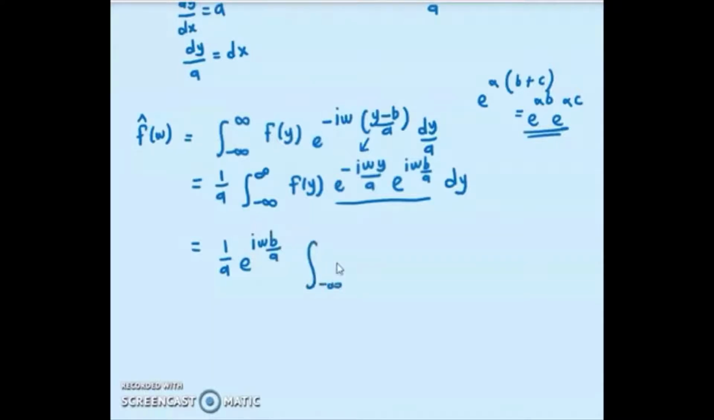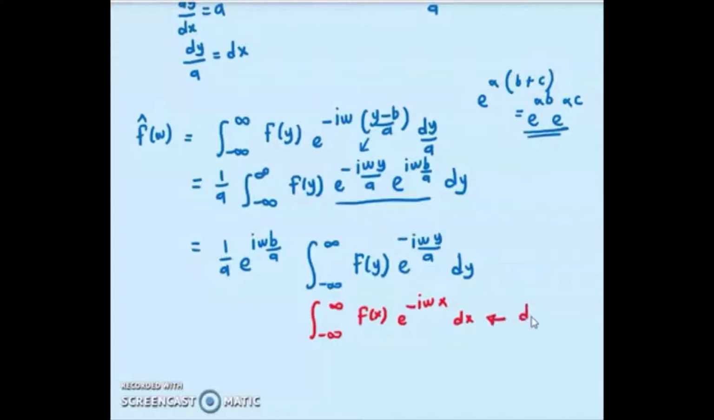Now we have the integral from minus infinity to infinity of f(y) e to the negative i omega y over a dy. If you look at this integral, this is similar to the definition, because the definition of the Fourier transform is the integral from minus infinity to infinity of f(x) e to the negative i omega x dx. This is the definition of the Fourier transform.